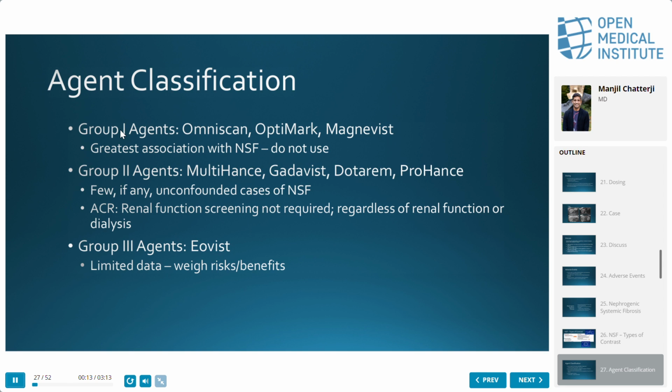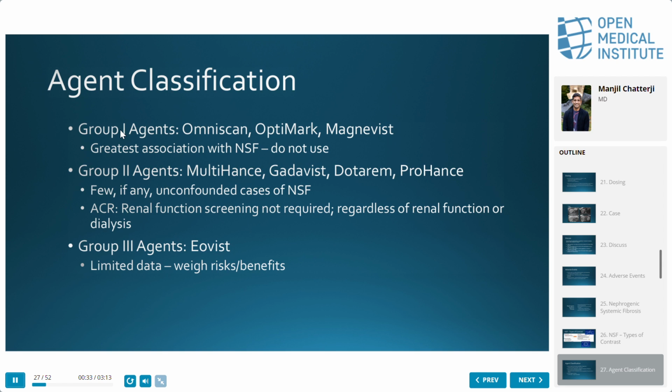And those are the most dangerous. Group 2 is Multihance, Gadavist, Dotarem, and ProHance. There are few, if any, cases of NSF worldwide. We feel pretty safe about those. I'm not going to inject 50 ml and do a CT scan, but I feel pretty good in a patient with severe renal dysfunction, such that we don't screen for renal function at all with these agents.